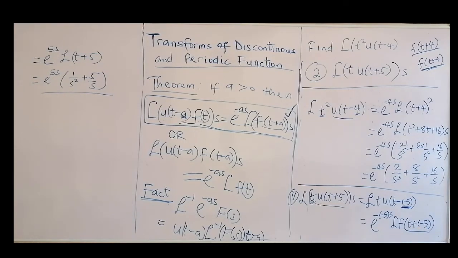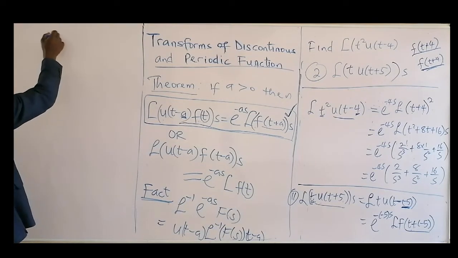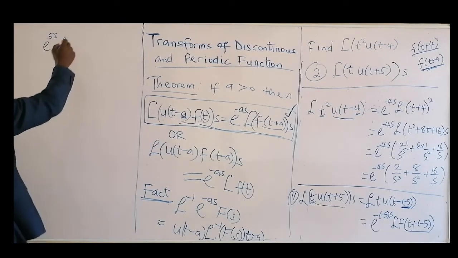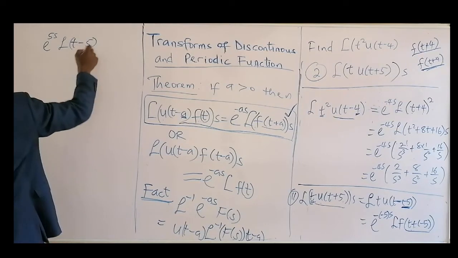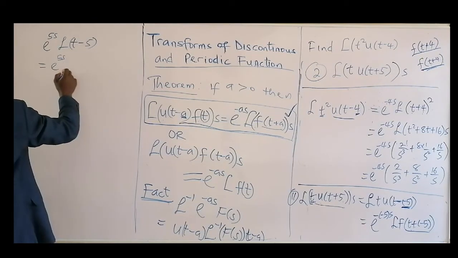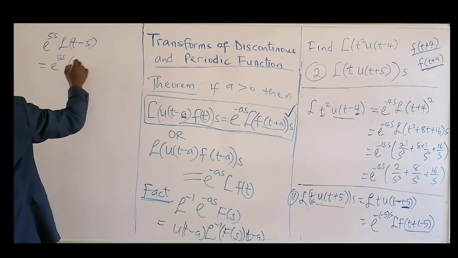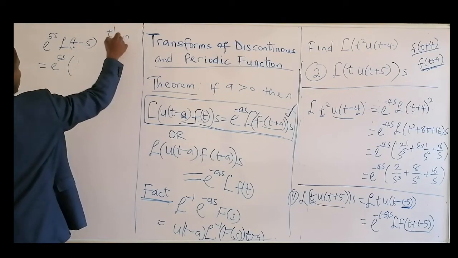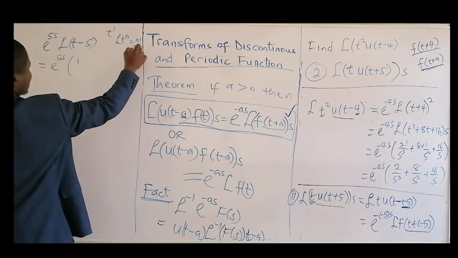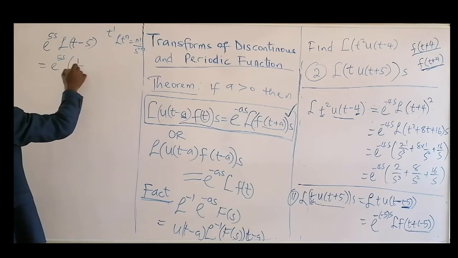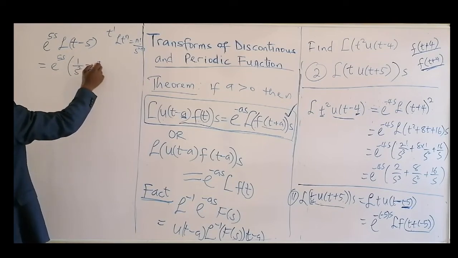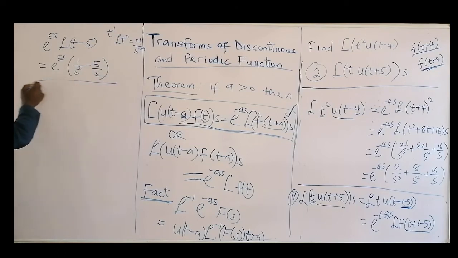So we now have e^(5s), then Laplace of t minus 5. And this will be equal to e^(5s). And the Laplace of t is 1 over s squared. Don't forget the Laplace of t^n. The Laplace of t^n is n factorial over s^(n+1). So that will be 1 factorial over s^(n+1), and my n is 1, plus 1, that's 2. Then minus this one for the constant, the Laplace of the constant is always that constant over s. And that finishes.